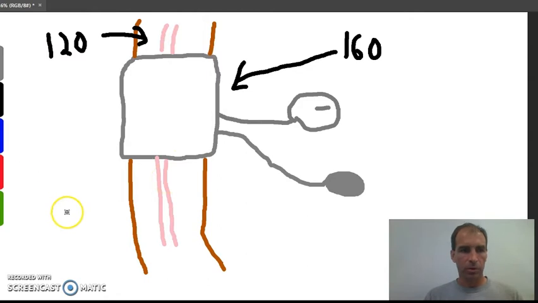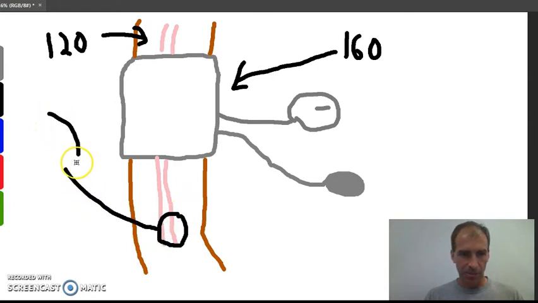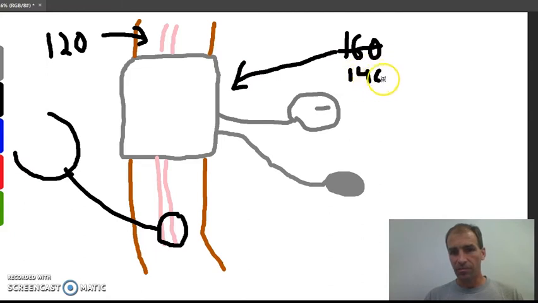Why is this important? If I were to take a stethoscope and put it right there to try to hear something, and attach this stethoscope to my head, imagine there's my head right here, in both ears, I would hear nothing, because there's no blood flowing through here. Let's change this up a little bit. Instead of 160, I drop it down to 140. 140 here, 120 here. I'm still not going to hear anything, because the pressure in the cuff is greater than in the arm.